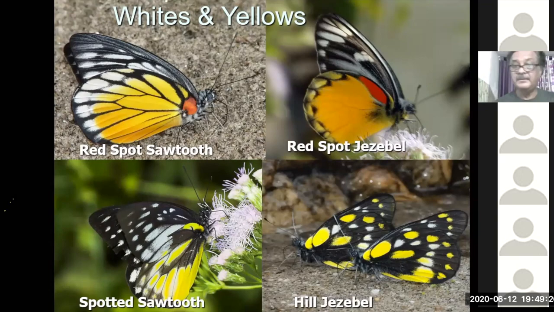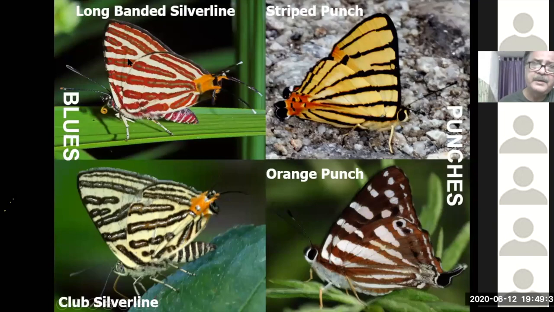Then we come to blues here. These are the silver lines. Look at the silver line, a very pretty mark. And there's a silver line between these stripes. You can see the silver line is here. And that is actually what makes the name, silver line.